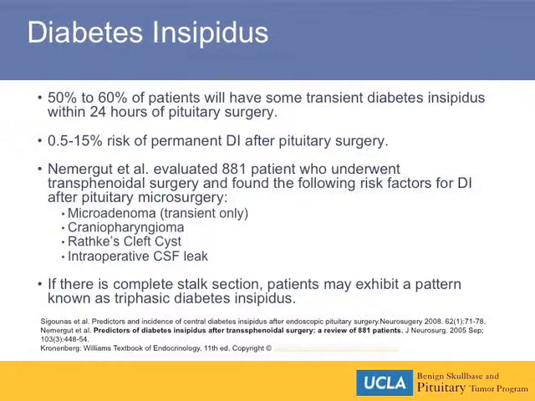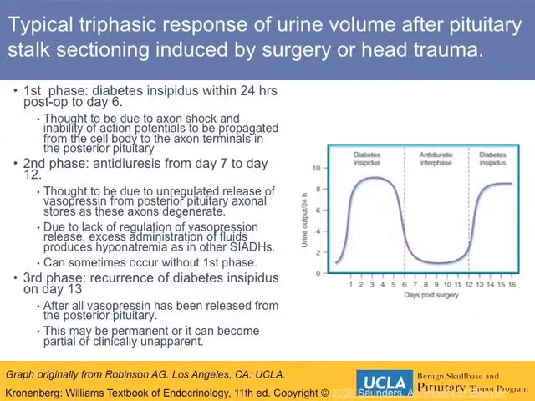Nemmergut et al. evaluated 881 patients who underwent transsphenoidal surgery and found the following risk factors for DI after pituitary microsurgery: microadenoma, but this was transient only, and then craniopharyngioma, Rathke's cleft cyst, and intraoperative CSF leak. If there's a complete stalk section, then they can have this triphasic diabetes insipidus. And this consists of the first phase, which is diabetes insipidus within 24 hours post-op up until day 6 postoperatively.